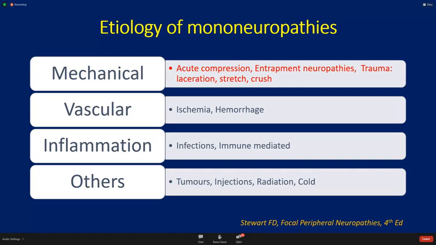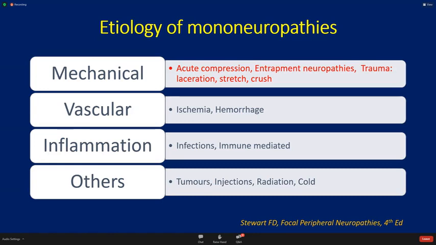So the compression can be an acute compression, like you have a person who has undergone a surgery and has been put in a certain particular position for a long time, or you put a bandage or a cast, and that can produce acute compression. The compression may also be extrinsic, like a tumor or a hematoma. The acute traumas, whether it is laceration, stretch, or crush injuries, can also produce a mononeuropathy, which usually is concomitant with the onset at the time of trauma.